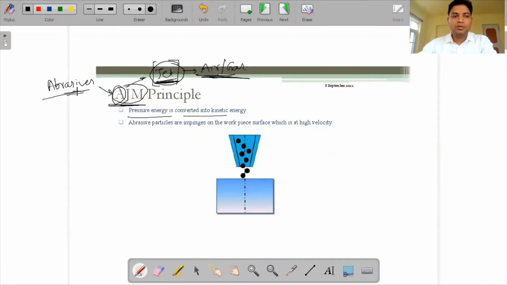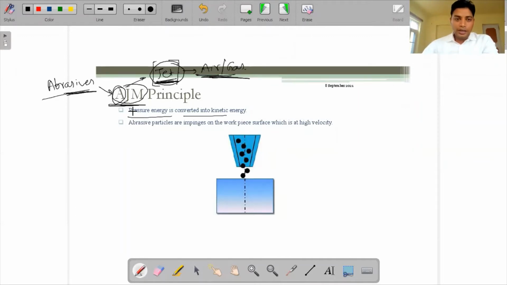Now we use the combination of abrasive particles and fluid, which we can call abrasive slurry. Sometimes students get confused that abrasive slurry means only abrasive particles and water. It's not like that. Abrasive slurry means the abrasive particle plus fluid, and the fluid can be a liquid or a gas. Here, when I talk about abrasive slurry, I mean gas along with the abrasive particles. These two in combination remove the material.